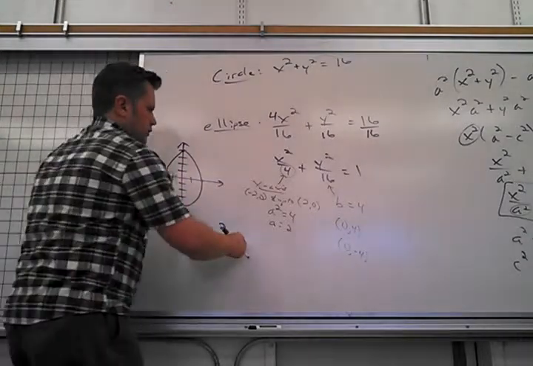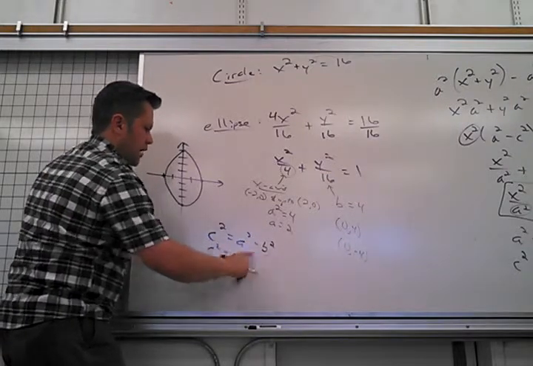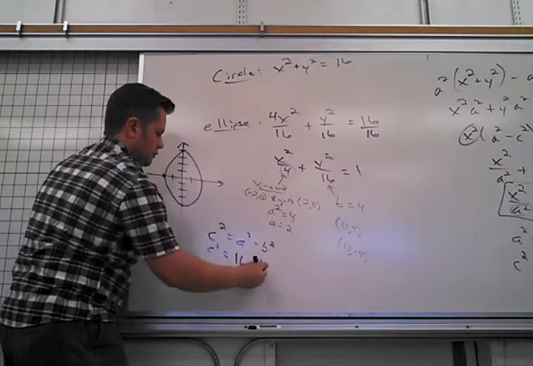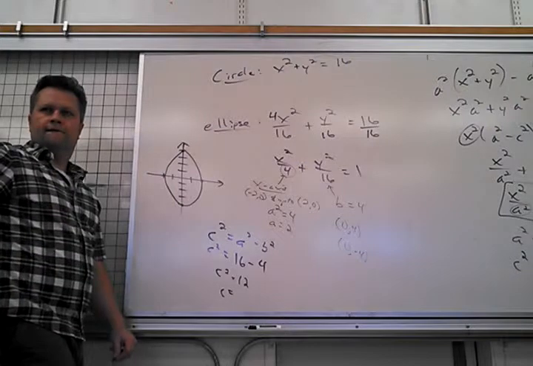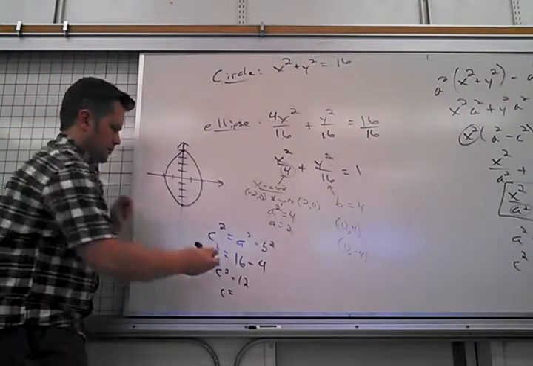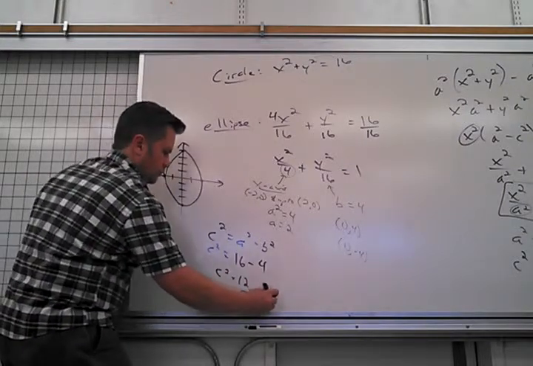So I'm going to do c squared equals a squared minus b squared. Do these really matter? No. Bigger minus smaller. So c squared equals 12. So c equals the square root of 12, which simplifies to 2 root 3. I like it, right? It's 4 times 3, so it'll be 2 rad 3.